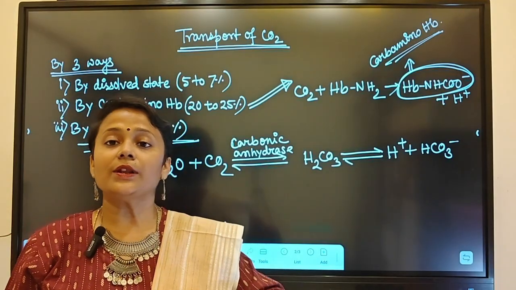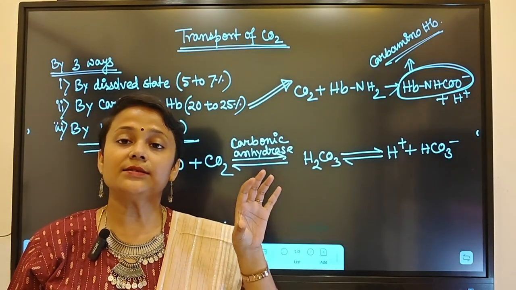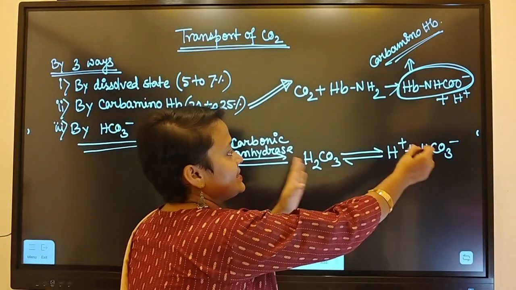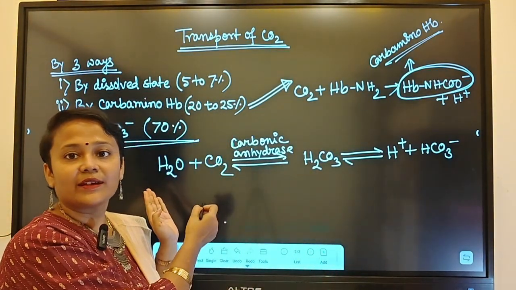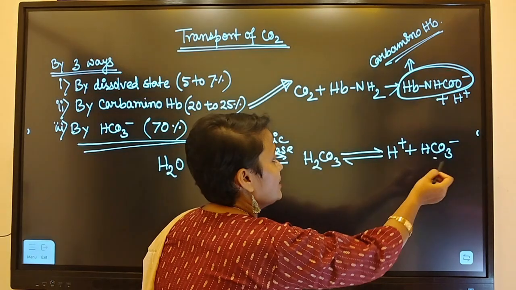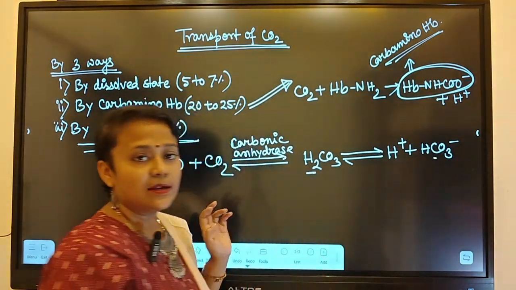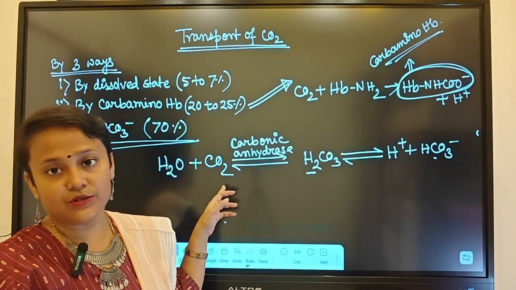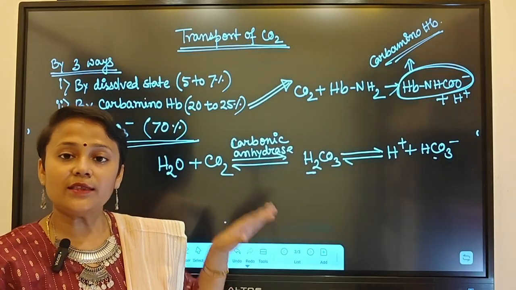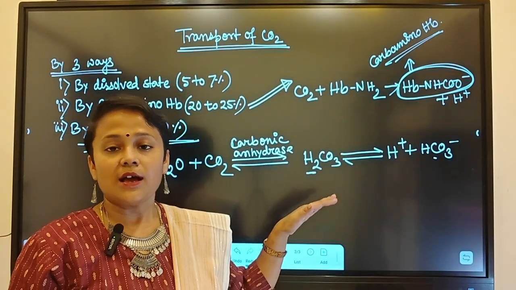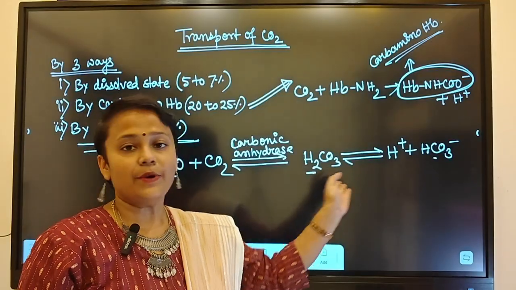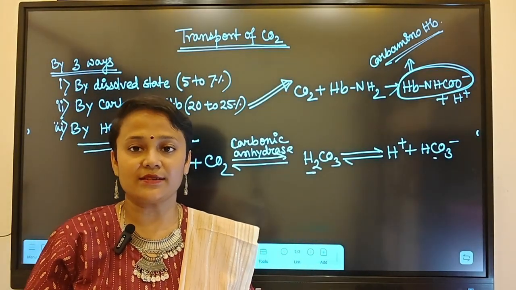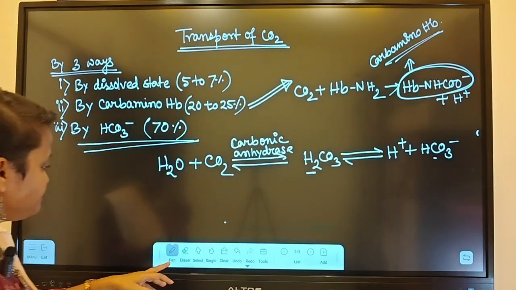Now, when the blood comes to the lungs, there is a requirement to release the carbon dioxide. So, all this reaction will go in the backward direction. Bicarbonate will make carbonic acid and carbonic acid will make water and carbon dioxide. So in the tissue the reaction goes forward, and in the lungs it goes backward. But how it will happen is very interesting. Let's discuss.